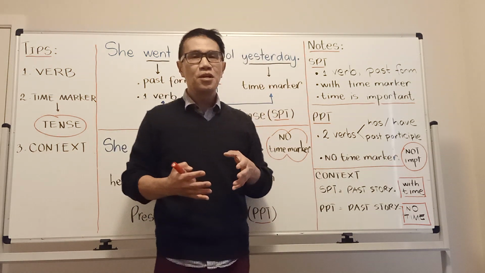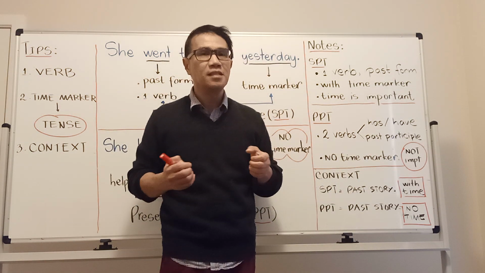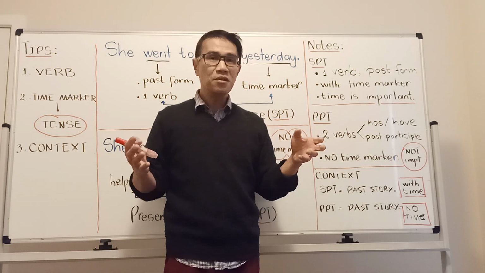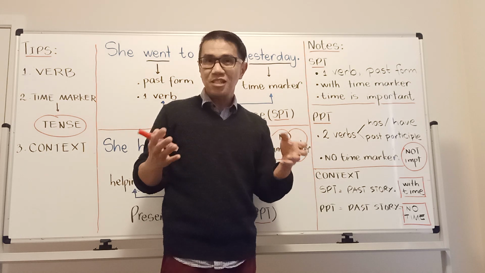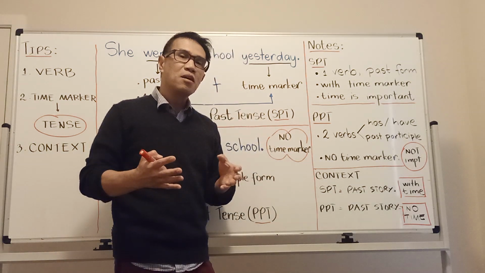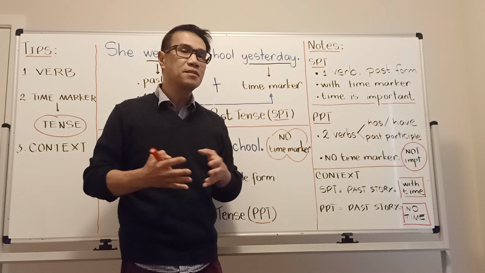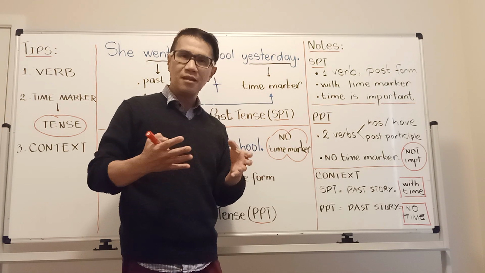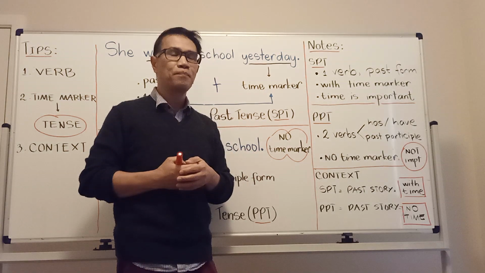For example, you can talk about your achievements, like, I have bought a new car. That is an achievement. You can talk about your life experience. For example, I have been to New York. That is a life experience.